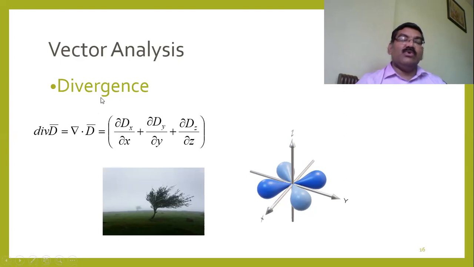What is the difference between divergence and gradient? In the divergence, we are considering the dot product, and this D is a vector quantity. In the gradient, we are considering a scalar quantity. That is the only difference. The fundamental understanding is the same. So this is about the divergence and the gradient.